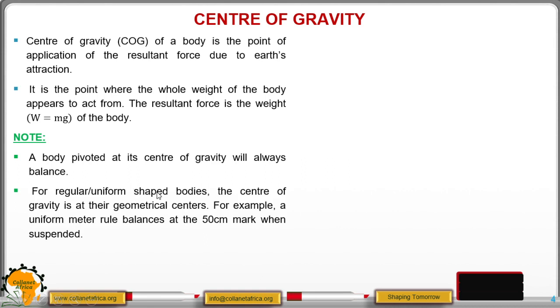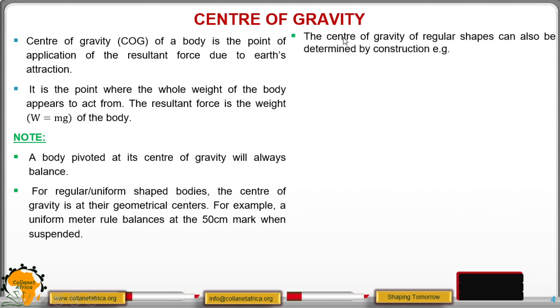For regular or uniform shaped bodies, the center of gravity is at their geometrical centers. For example, a uniform metal rule always balances at the 50 centimeter mark when suspended. So one way of determining the center of gravity of objects is by suspension, where you suspend it until it balances. Then we have the center of regular shapes, which can also be determined by construction.